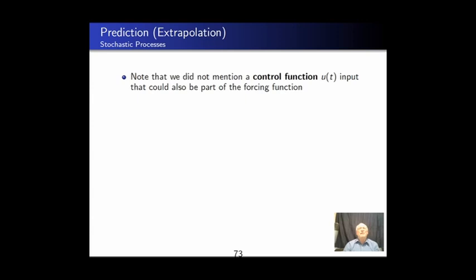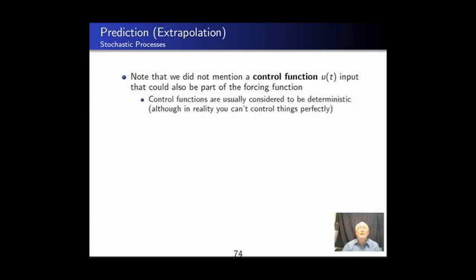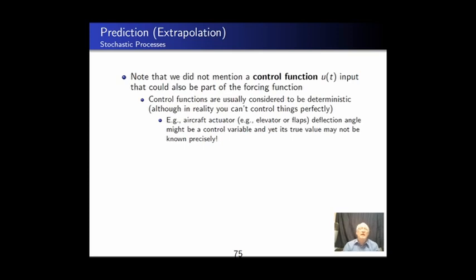We'd like to also mention that we haven't talked about a control function as an input. That could be part of this, and very often in the real world is. Control functions are often considered to be deterministic, even though you can't really control things perfectly. For example, in an aircraft, the actuator, elevator, or flaps, the deflection angle might be a control variable, yet it is very difficult to control it so that you get the actual angular value exactly. There's some uncertainty there.